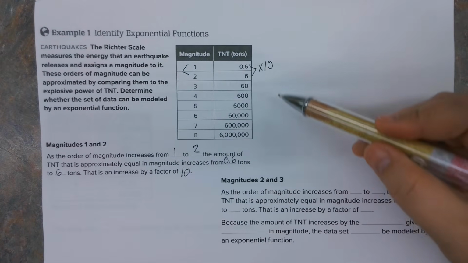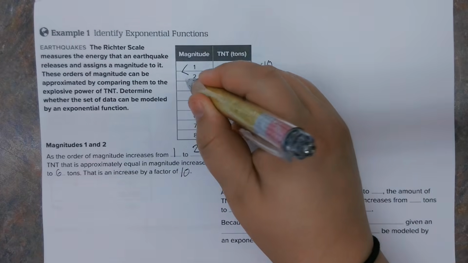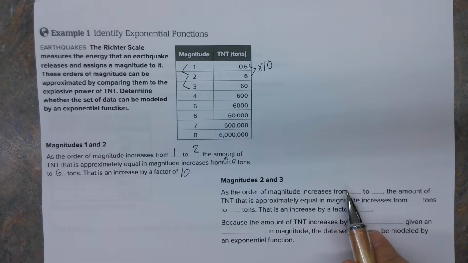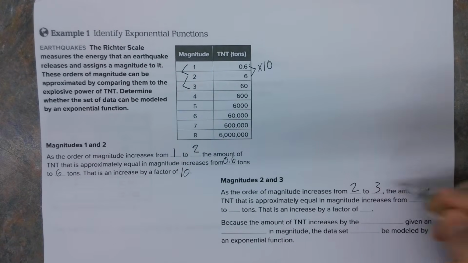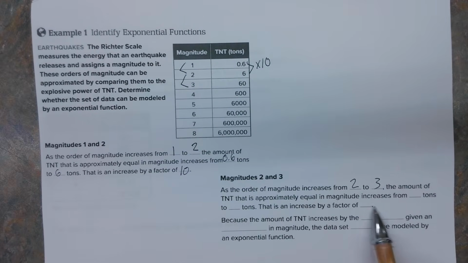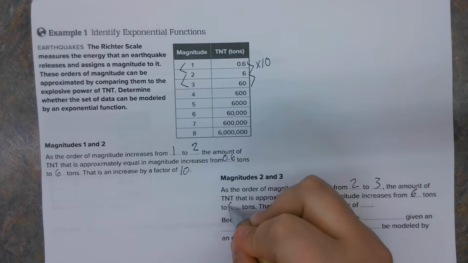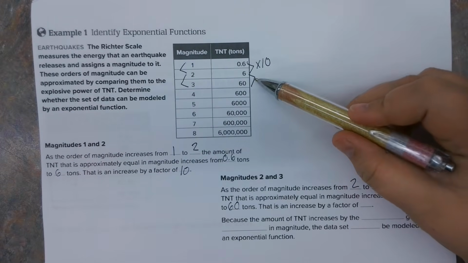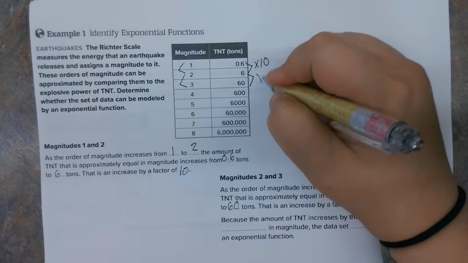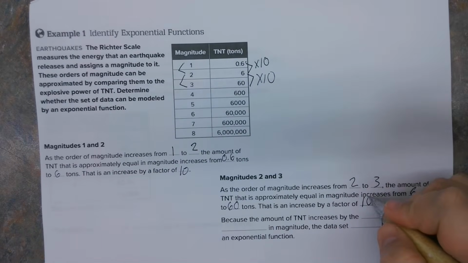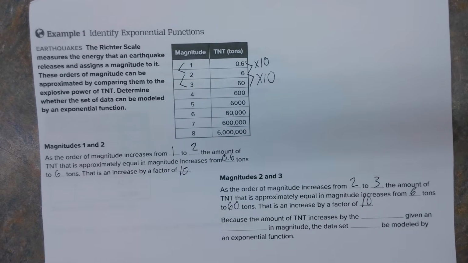Let me see if it continues. If I look at magnitudes 2 and 3, so I'm increasing from 2 to 3 on the magnitude side, the amount of TNT that's equal in magnitude increases from 6 to 60. How do you get from 6 to 60? Well, you multiply by 10. It increases by a factor of 10.